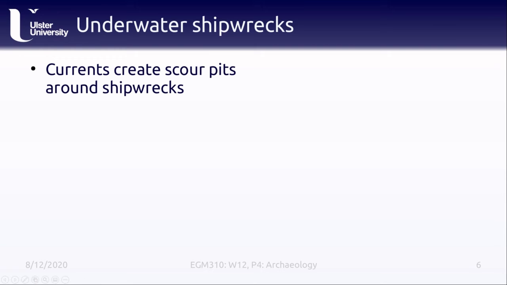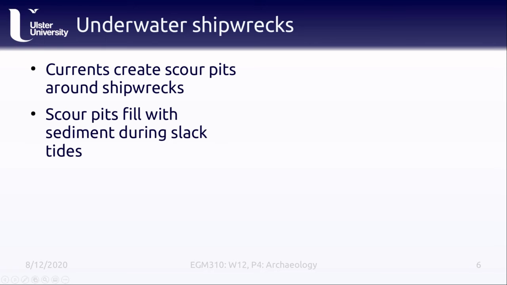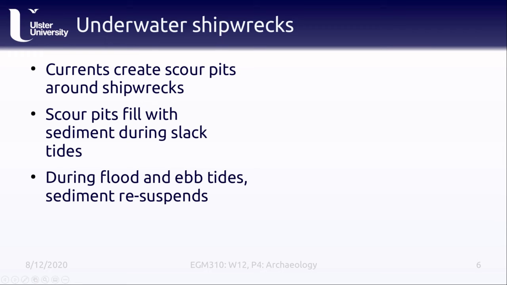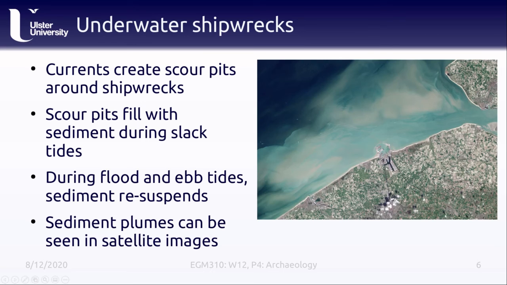As you covered in the underwater remote sensing part of this module, currents can create scour pits around partially buried shipwrecks and other underwater structures. During slack tides, these scour pits can fill with loose sediments. These sediments can then become resuspended during flood and ebb tides, creating sediment plumes. In shallow enough water, these sediment plumes can be seen in satellite images, enabling us to map shipwreck locations. An example of this is shown here off the coast of Belgium.